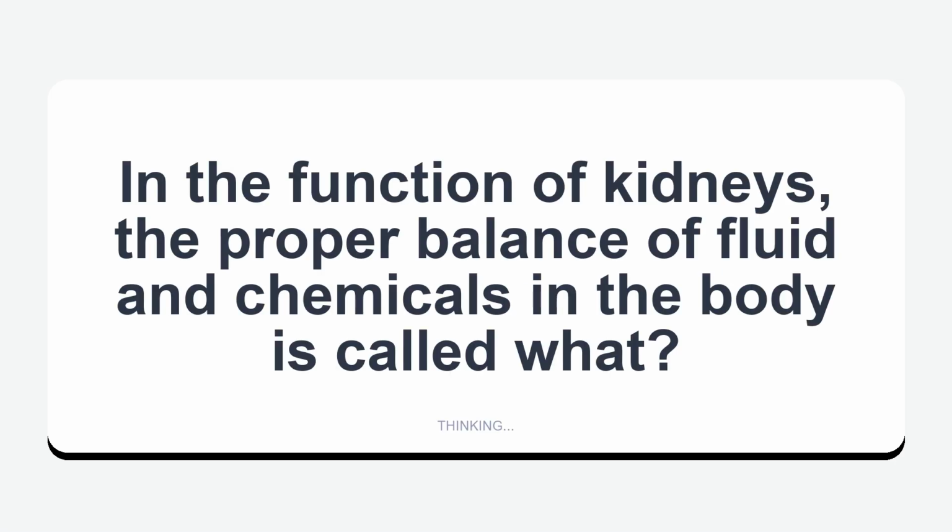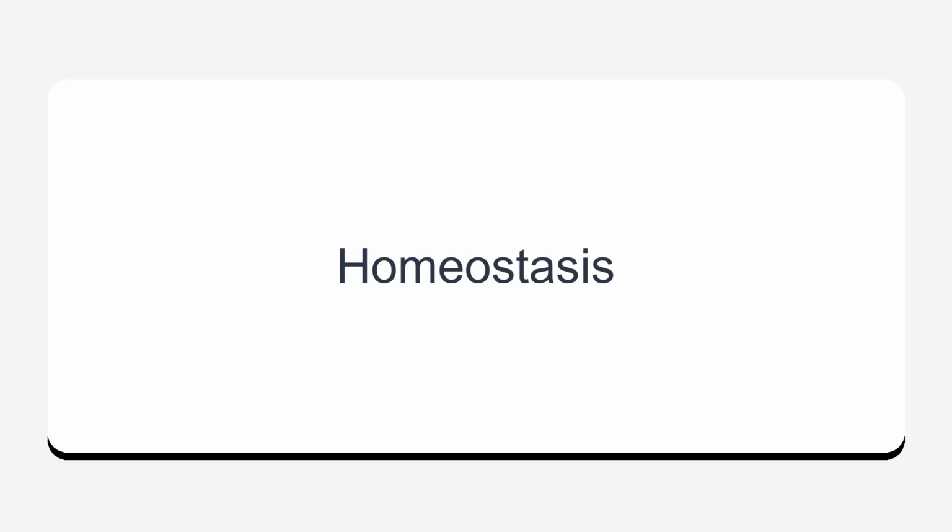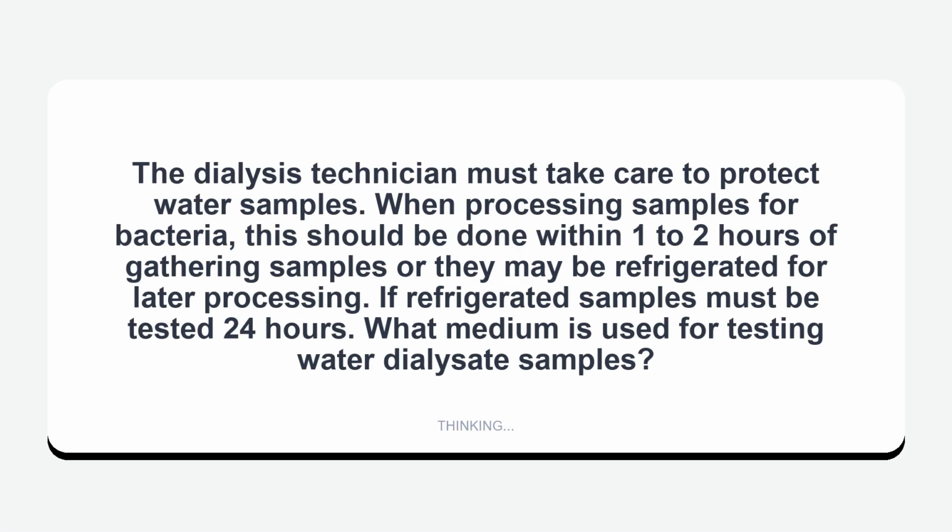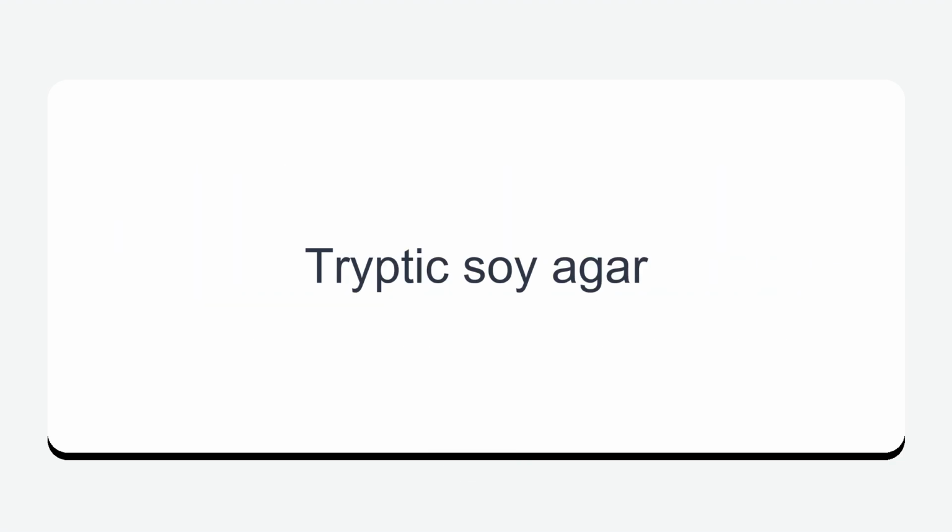In the function of kidneys, the proper balance of fluid and chemicals in the body is called what? Homeostasis. The dialysis technician must take care to protect water samples. When processing samples for bacteria, this should be done within 1 to 2 hours of gathering samples, or they may be refrigerated for later processing. If refrigerated samples must be tested 24 hours, what medium is used for testing water dialysate samples? Trypticase soy agar.